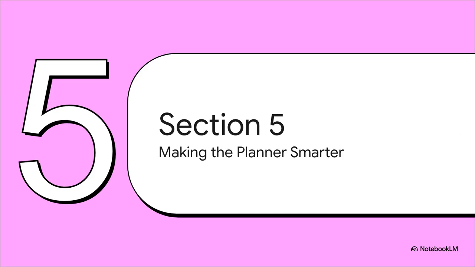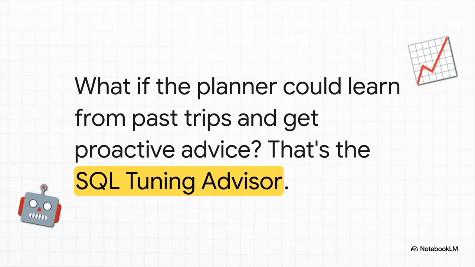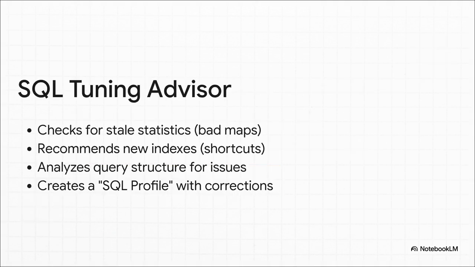Okay, section 5, making the planner smarter. So this planner is already pretty smart, but can we make it even smarter? Oh, yeah. Turns out it can learn. So what if your GPS could look at that awful trip you took yesterday, the one with all the traffic, and then give you solid advice on how to do it better next time? Well, that's pretty much what tools like Oracle's SQL Tuning Advisor do. It's like a personal coach for the optimizer.